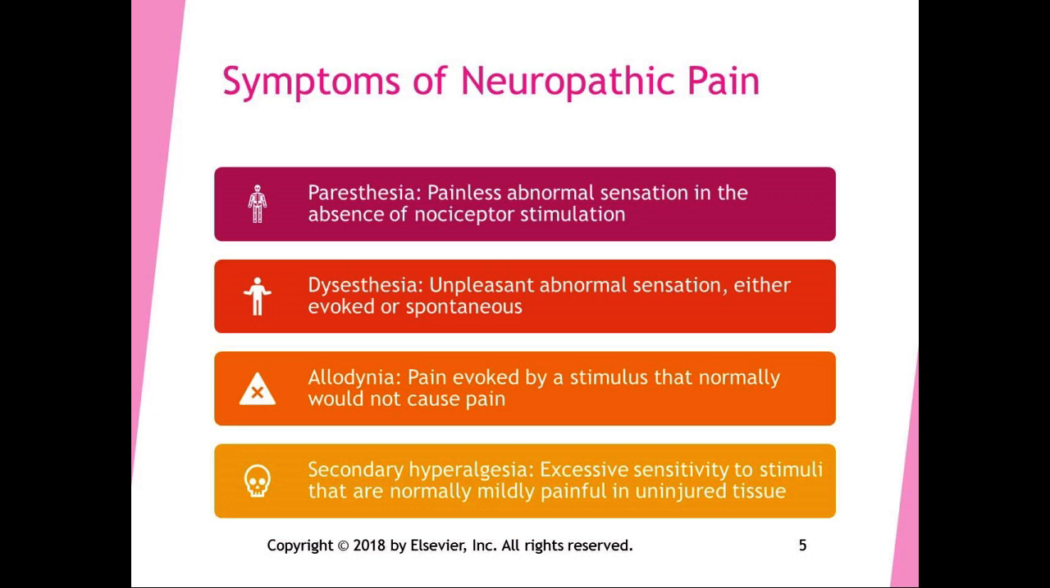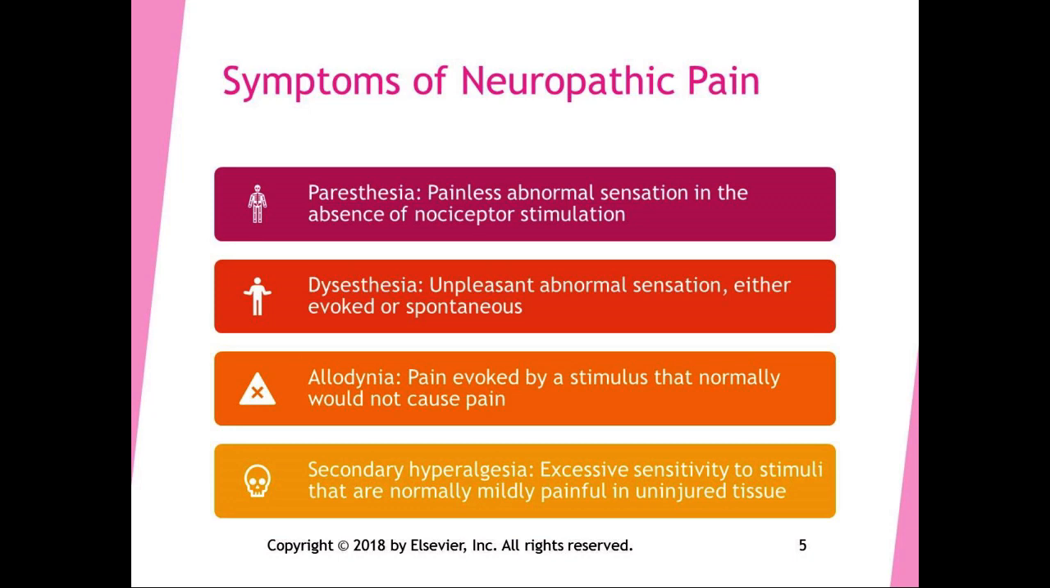So it's unpleasant, abnormal sensation. So paresthesia is just abnormal, but not painful. Dysesthesia is sort of painful, abnormal sensation. And so tingling, prickling is paresthesia. Burning, shooting, or electrical sensations is dysesthesia. Both allodynia and secondary hyperalgesia are specific types of dysesthesia that are evoked by stimuli.